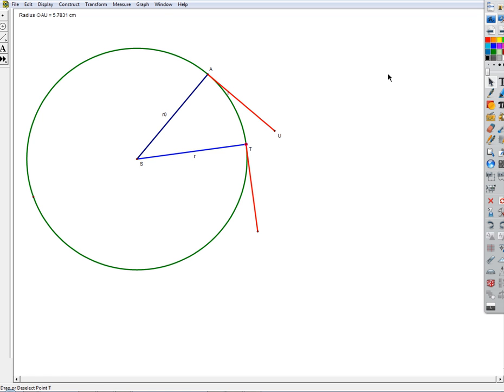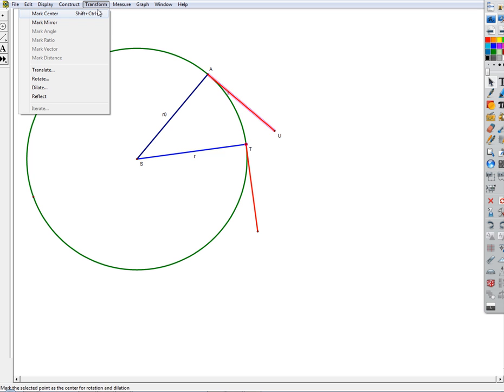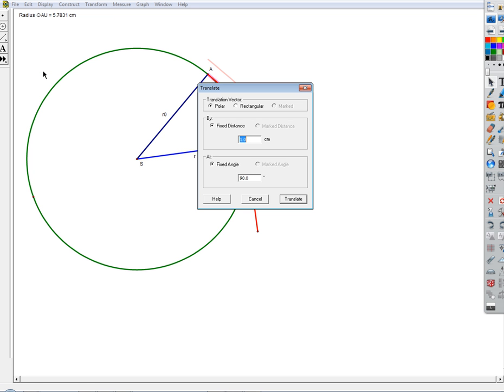So, see if I can remember how to do this. I want to take this guy and translate that guy a distance of, I don't know how far. Let's just say 10. Sounds good to me. 10 at an angle of 0.